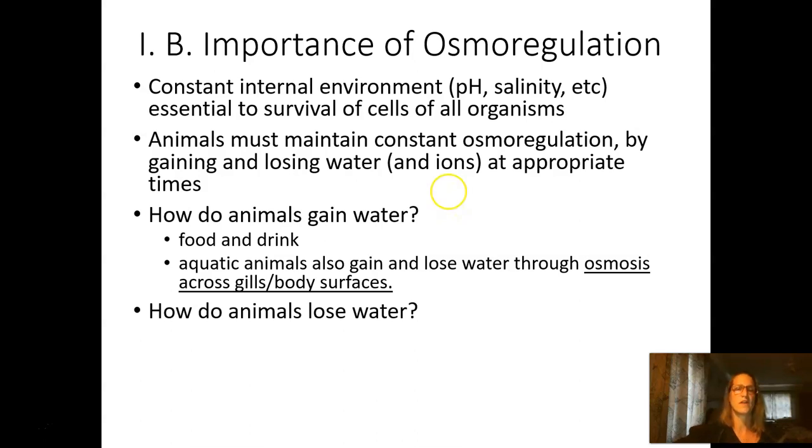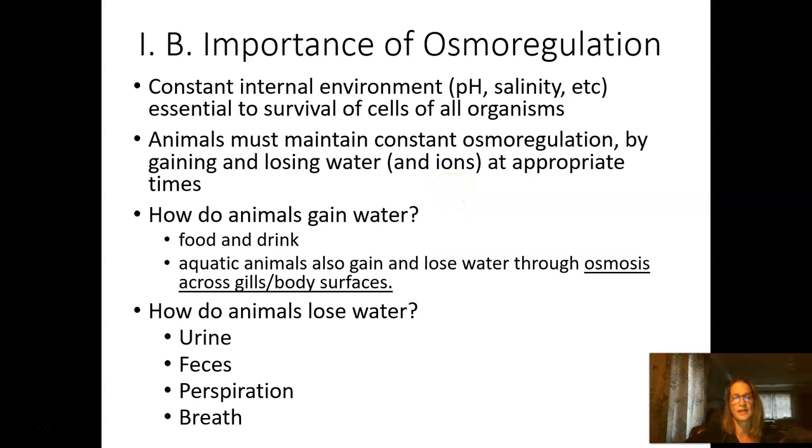So that's how animals gain water, and animals lose water through the following processes: through producing urine, through producing feces, also by perspiration or sweating, and when we breathe, our breath has a lot of moisture in it, and we lose this from breathing.